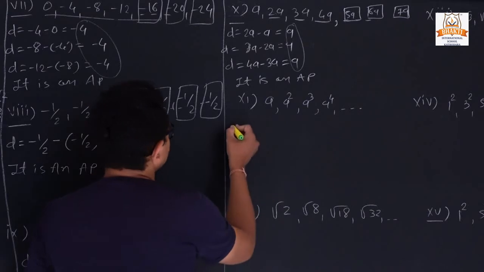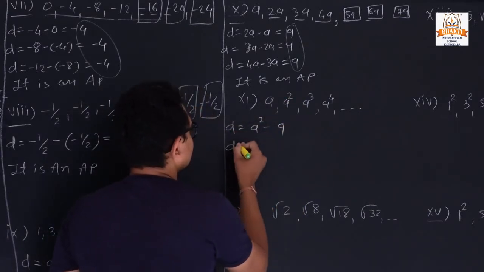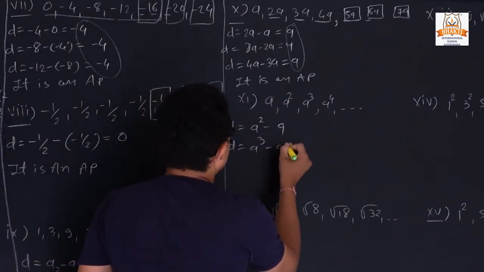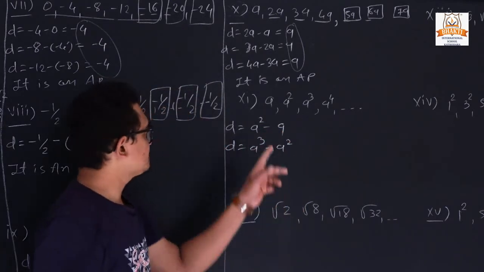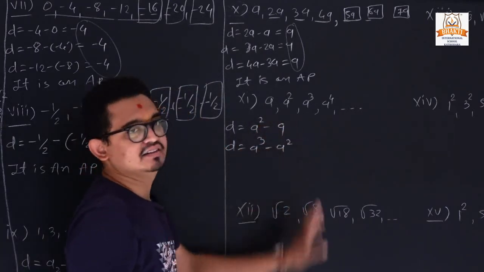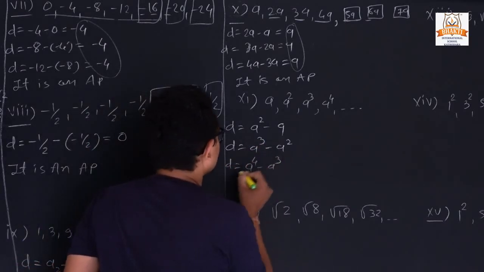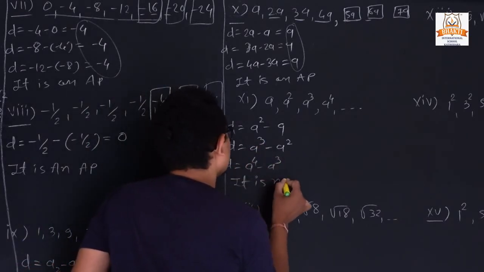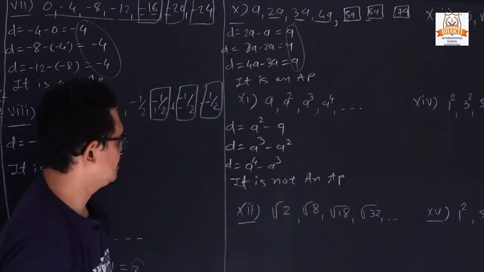Now next, first of all second minus first, then third minus second. Here we cannot subtract because both don't have the same power, so it will remain the same. So it is not an arithmetic progression.